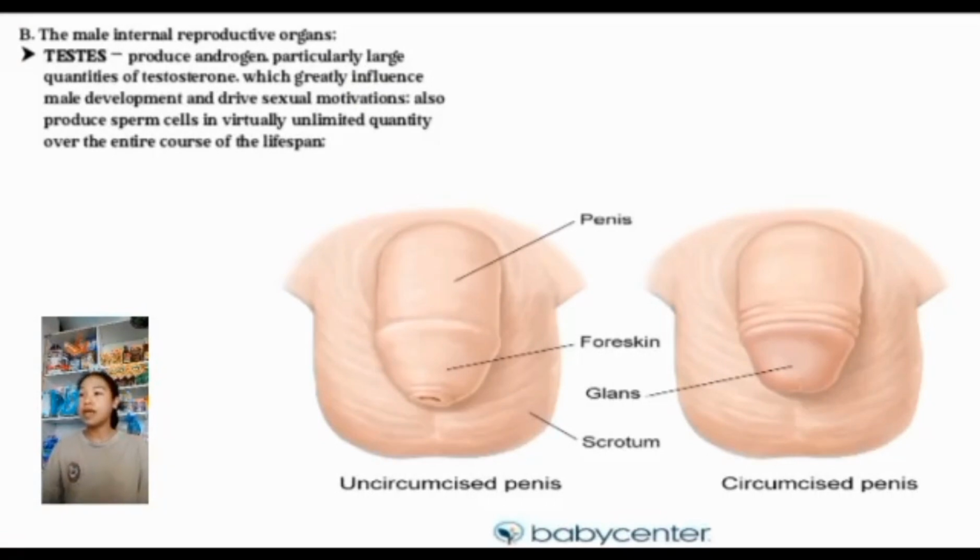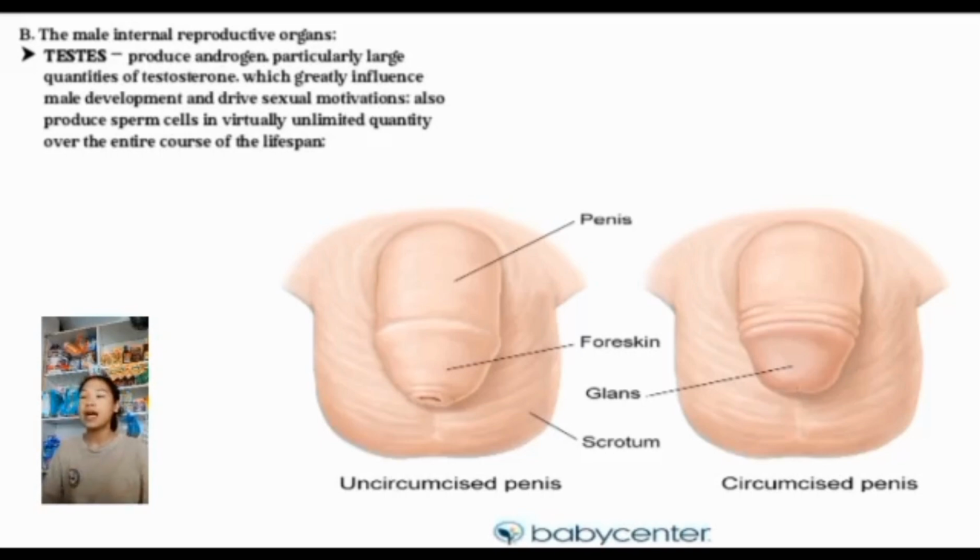B. The male internal productive organ. So, there are testes, penis, foreskin, glands, scrotums, nanatugaina sa E.